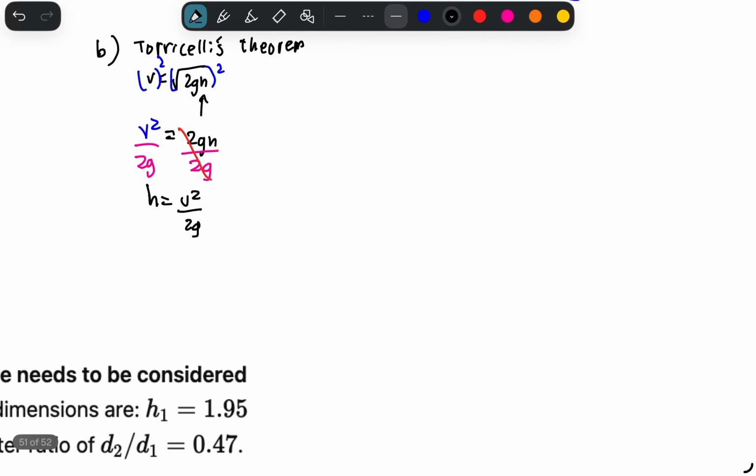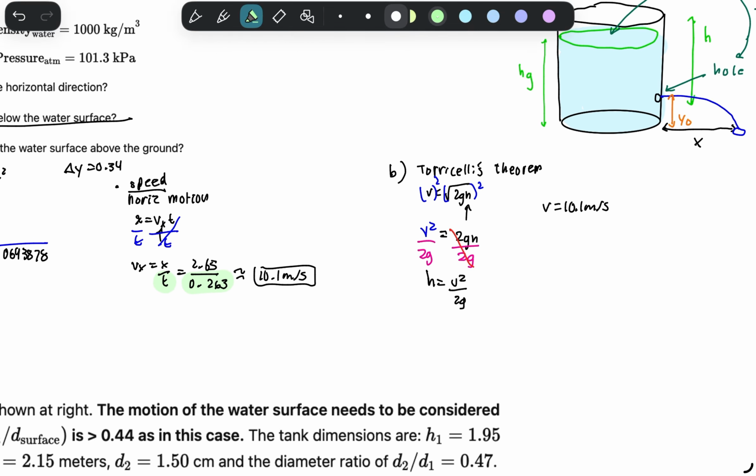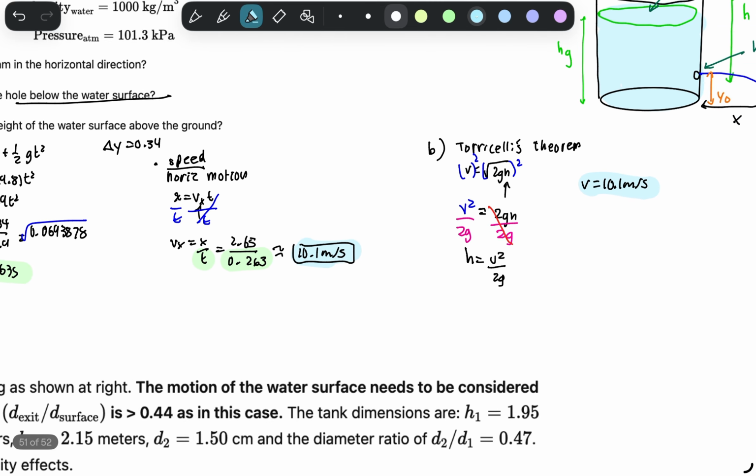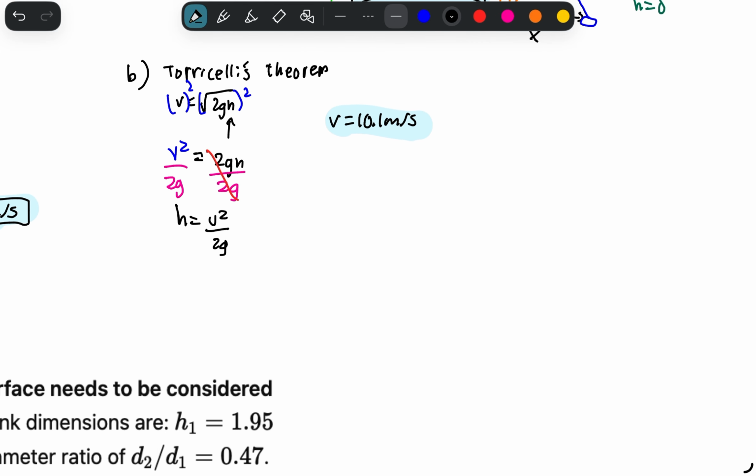Now all we have to do is substitute in our values. We have that v is equal to 10.1 meters per second from a previous answer, from part A. And our h is going to be 10.1 squared over 2 times 9.8, which will give you approximately 5.20 meters.